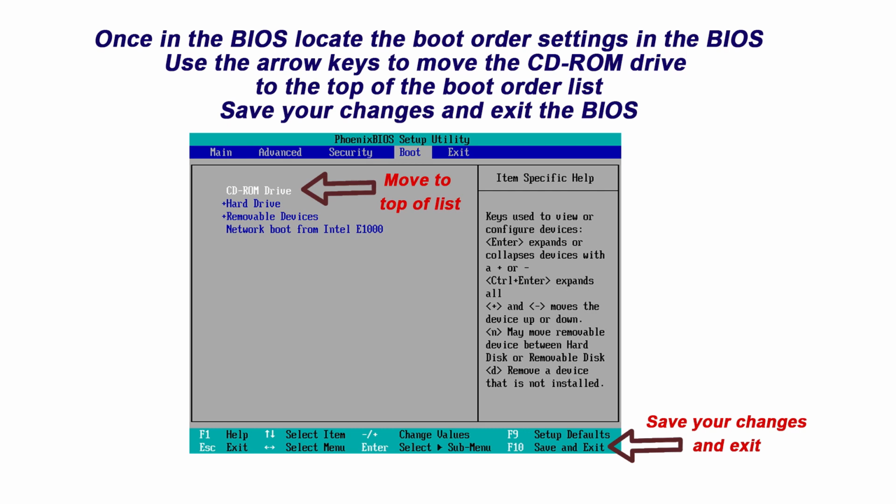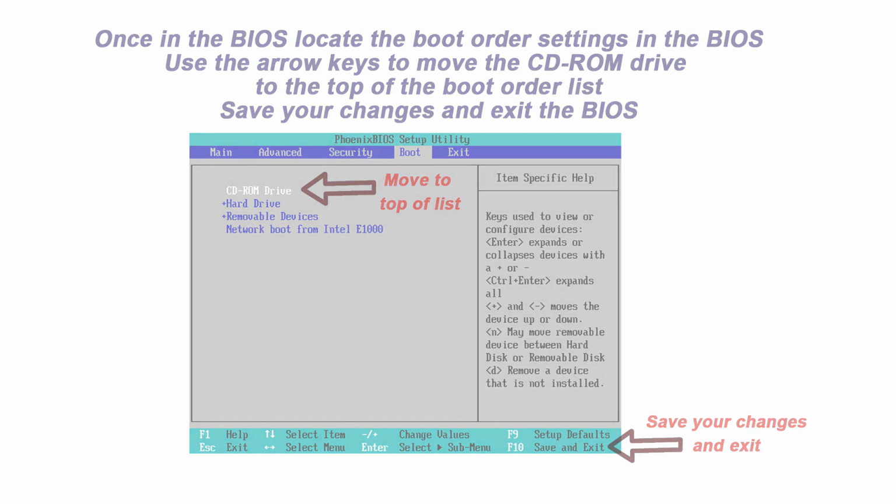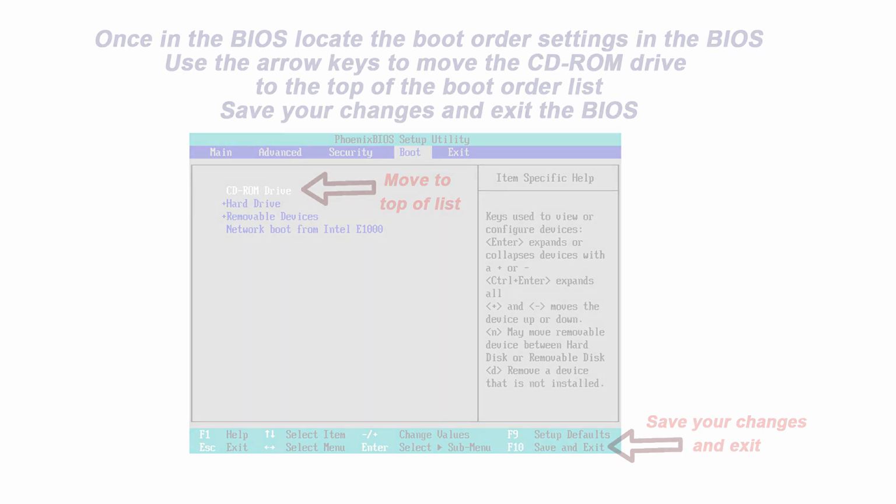Once you're in the BIOS, we need to find the boot order settings. The exact location might differ based on your BIOS version, but they're typically under a menu like Boot or Boot Options. Once you find them, use the arrow keys to move the CD-ROM drive to the top of the list. This tells your computer to try booting from the CD first. Finally, don't forget to save your changes and exit the BIOS setup.